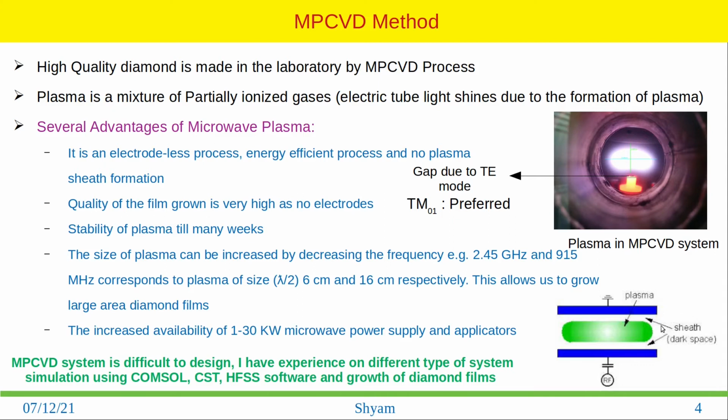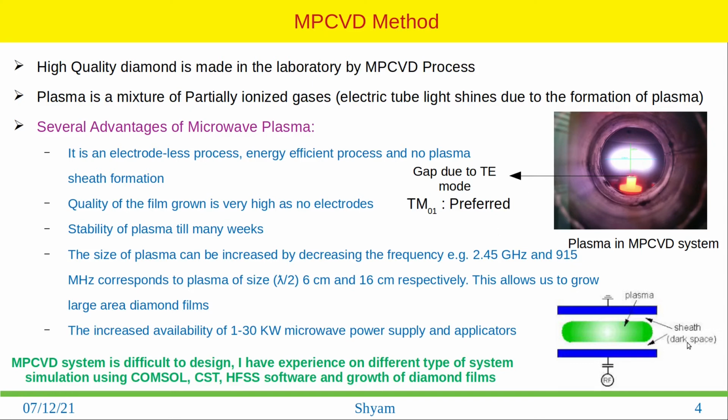But there we have a disadvantage. We have a glow region where we have light, but we don't have light around the electrodes. This is called a sheath formation, basically dark space. These types of behavior exist in the case of DC plasma or RF plasma. But here we don't have this.